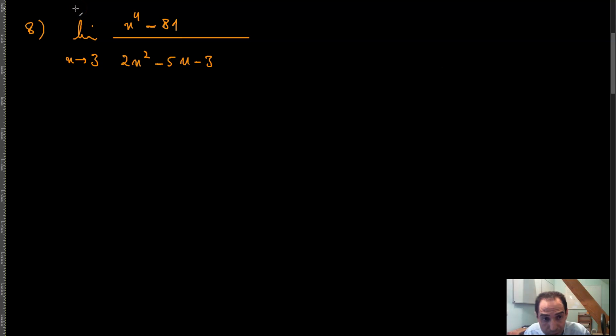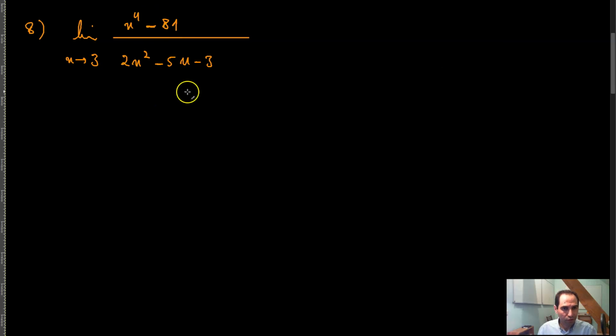Question number 8. You have the limit of x raised to the power 4 minus 81 over 2x squared minus 5x minus 3 as x tends to 3. Okay, so now in this limit, 3 raised to the power 4 is equal to 81, minus 81 would be 0. And if I put 3 in the denominator, I would get a 0 because 3 squared is equal to 9, 18, 18 minus 15 would be positive 3, minus 3 would be 0, right?